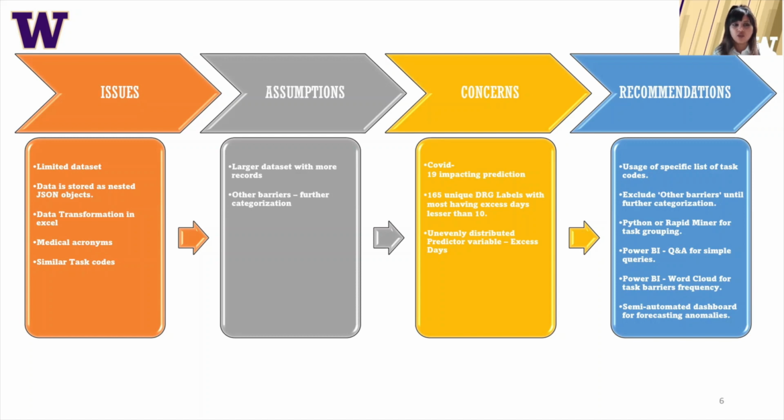A fourth suggestion would be using Power BI Q&A, which allows the user to ask a natural language question and get an answer in the form of a visual. Then a word cloud can also be used in Power BI to find prominent or prevalent task barriers rather than digging into text. Lastly, we recommend using anomaly detector for predicting anomalies causing the excess days.